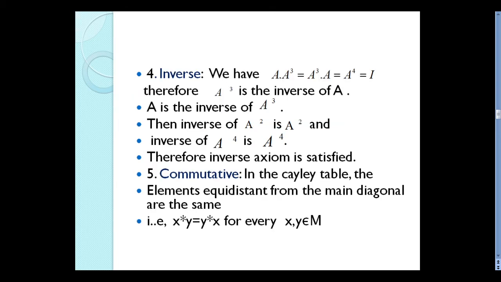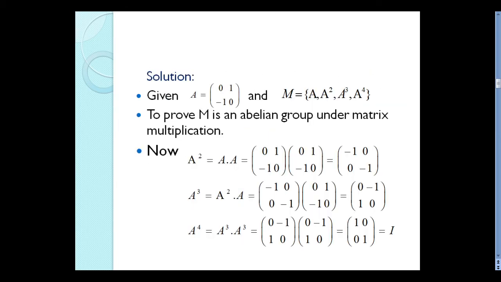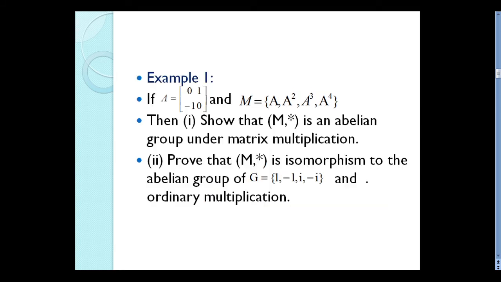So what is your second question now? Prove that M under the binary operation star is isomorphic to the abelian group G under ordinary multiplication. So we have to prove that M under the binary operation is isomorphic.